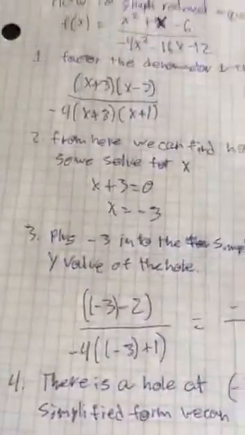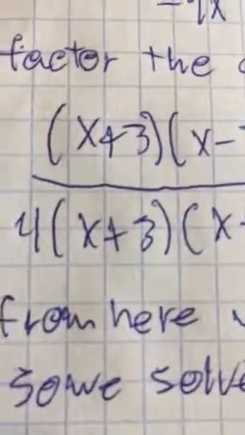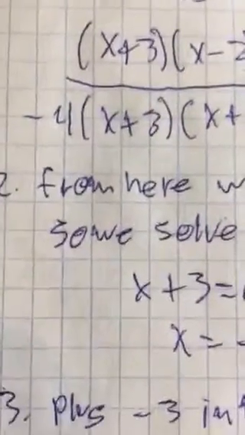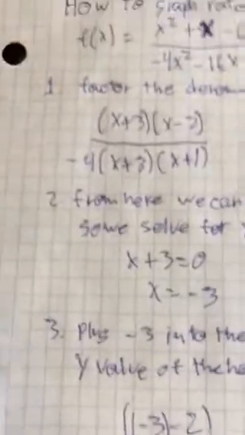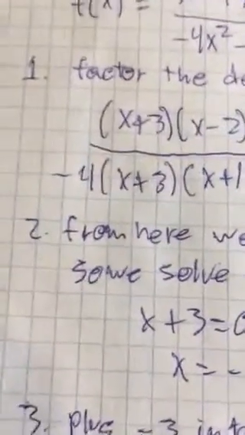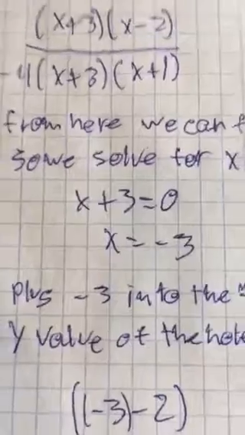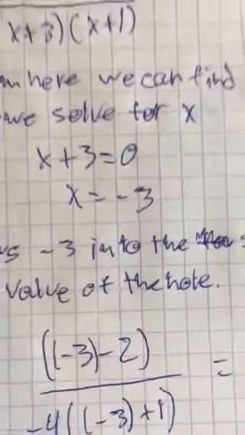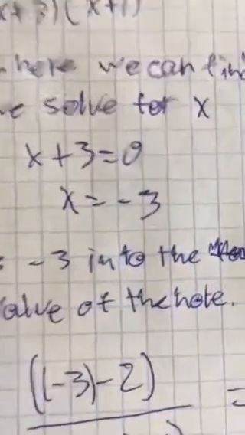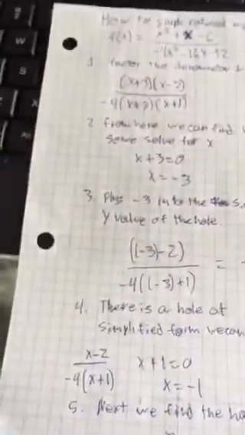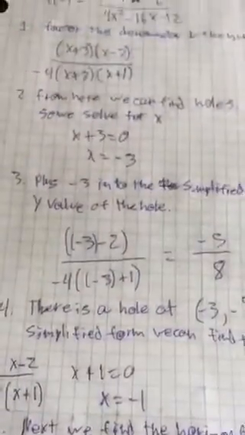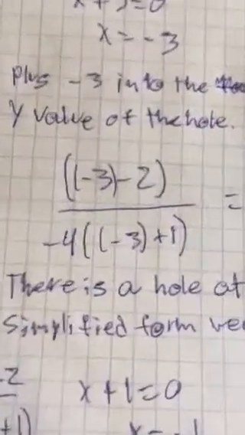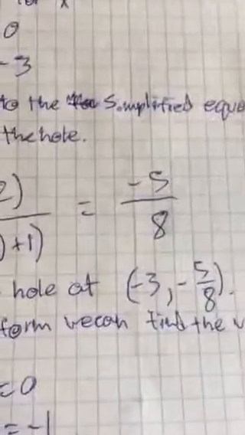The way we find them is because x plus 3 is in the numerator and in the denominator, so we can factor those out. That's how we know that's a hole. So we just solve for x, and we get a hole at the x value -3. Now we plug -3 into the simplified equation, not this one, but the simplified one, and then we get -5 over 8.